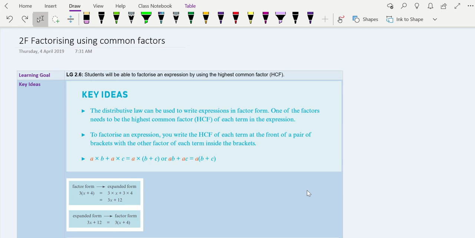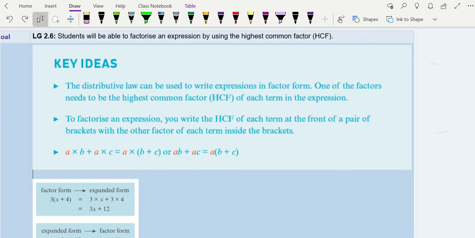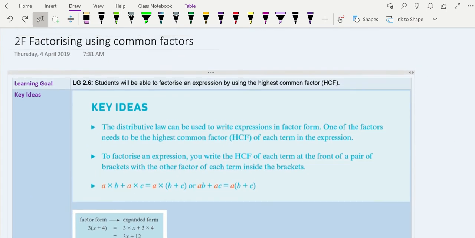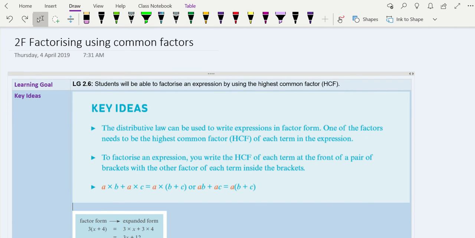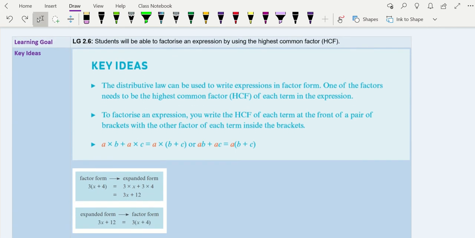G'day students, today we are going to do the opposite of expanding using the distributive law. We're going to factorize using the distributive law, so we want to put stuff back into brackets. We're going to work backwards from yesterday or last lesson. Your learning goal for the day is that you'll be able to factorize an expression by finding the highest common factor.